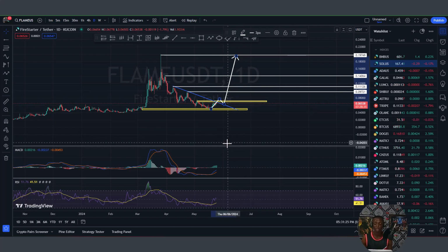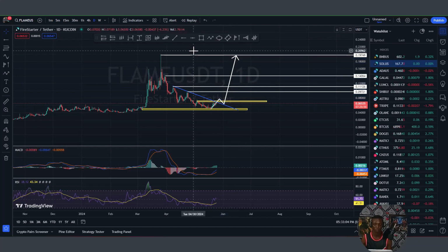Okay, now as you can see, our MACD has shifted from bearish to bullish right here, and they have crossed and are also moving up. Okay, and our RSI is also moving up toward the overbought zone, for it to reverse. Okay, so as it's still trending up, that means this particular cryptocurrency has a potential opportunity of going up. Okay, that's for Flame USDT.